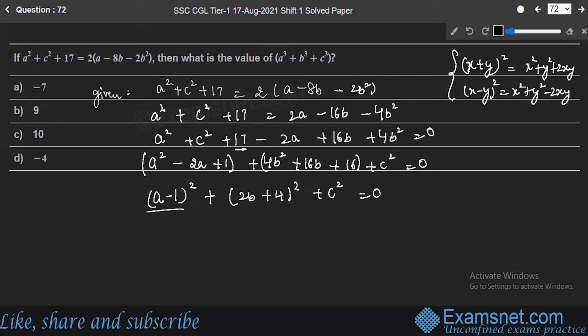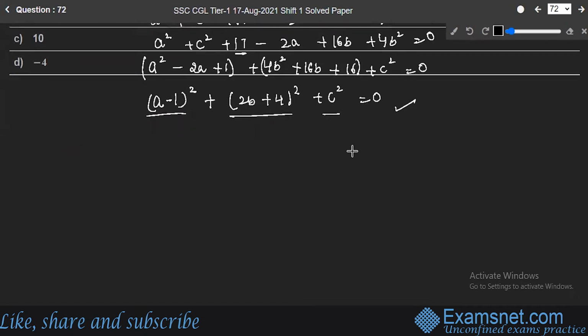Right. See, this is a square term, this is a square term, this is a square term. The only case you can have a 0 on this side is when each of the three terms is 0. That means a minus 1 is equal to 0, 2b plus 4 is equal to 0 and c should also be equal to 0. Then only this expression can evaluate to 0 because squares are never negative numbers. So from here a is equal to 1, b is equal to minus 2 and c is equal to 0.